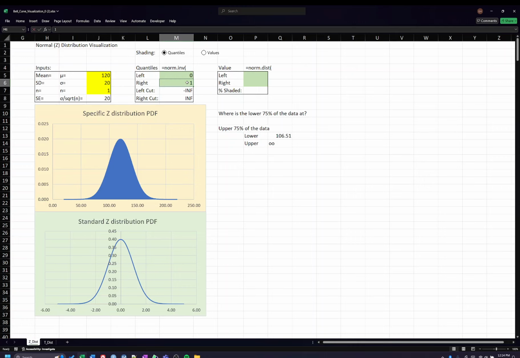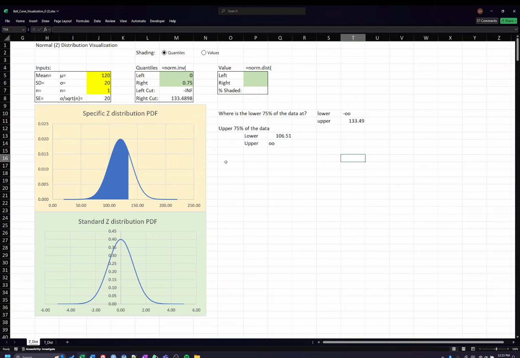And we can flip that around once again, just so that we've got some practice, from 0 to 0.75. For this one, if we did a lower and an upper, the lower here would be negative infinity, and the upper is going to be equal to 133.4898. So we've got our lower and our upper for when we're dealing with 75% of the data.